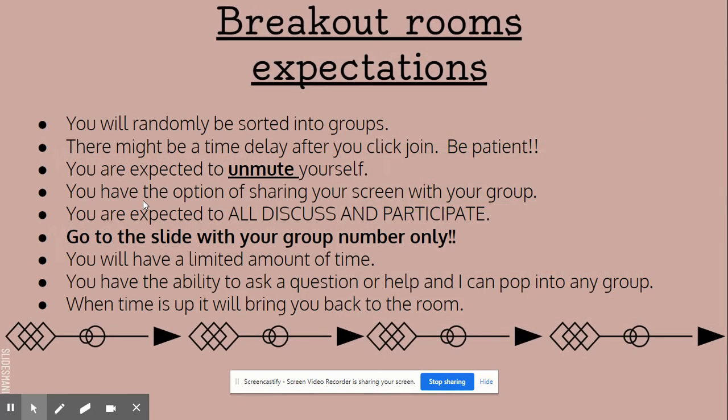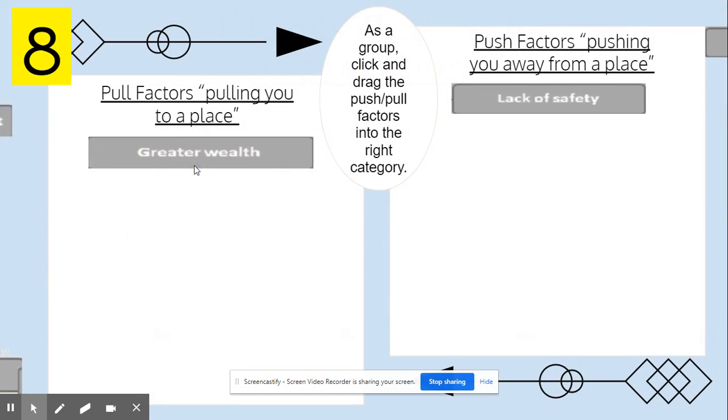Now, we went into breakout rooms during this time and worked with the group. Because you missed this, you will be working on your own. So after you watch this video, you're going to pull up your own PowerPoint, and you are going to drag these push and pull factors. Okay, so if you need to rewind this video when you get to this activity to remember what push and pull factors are, you can do this.